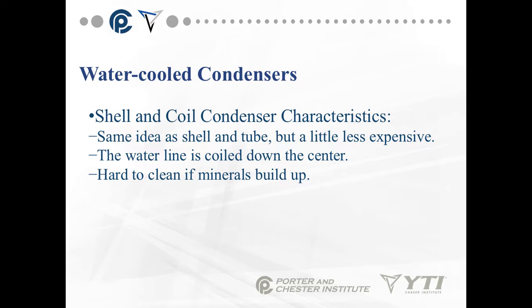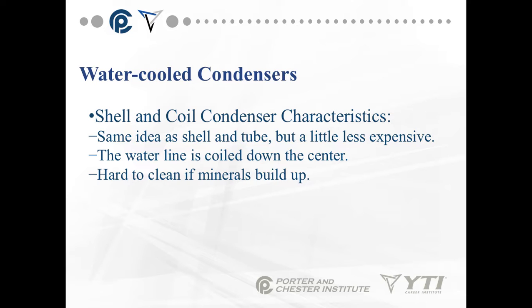Now, we also have a shell and coil condenser. It's the same idea as the shell and tube, but a little less expensive. The waterline is coiled down the center. Okay, so we still have the shell with the refrigerant flowing around it, vapor at the top, liquid at the bottom flowing out into the liquid line.